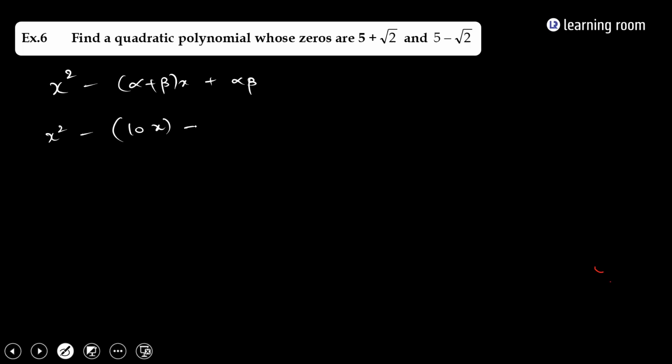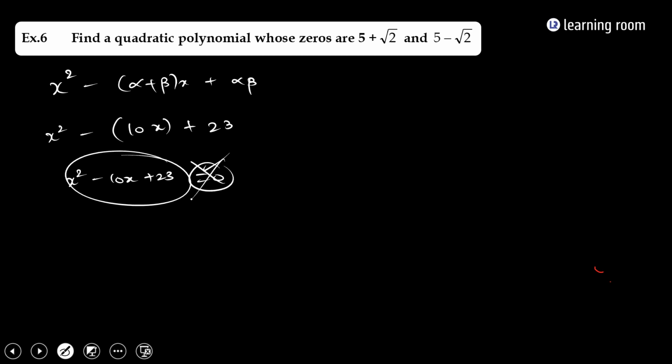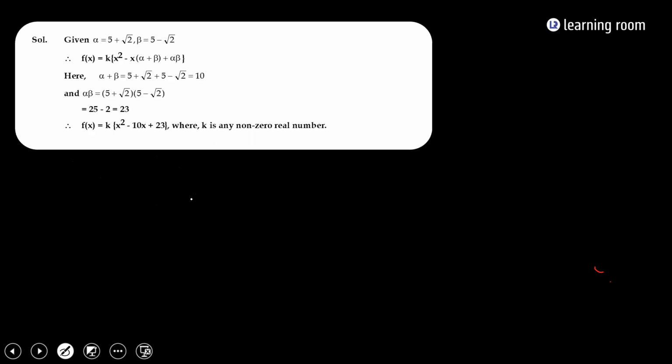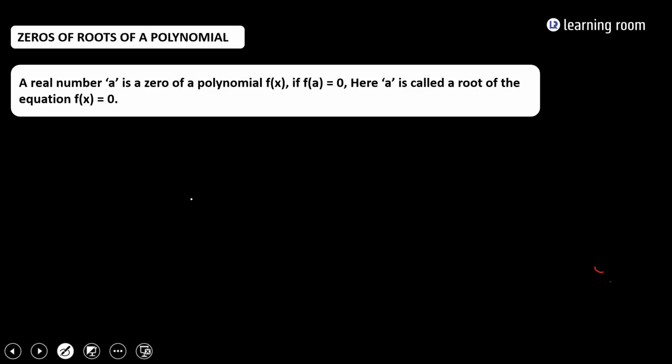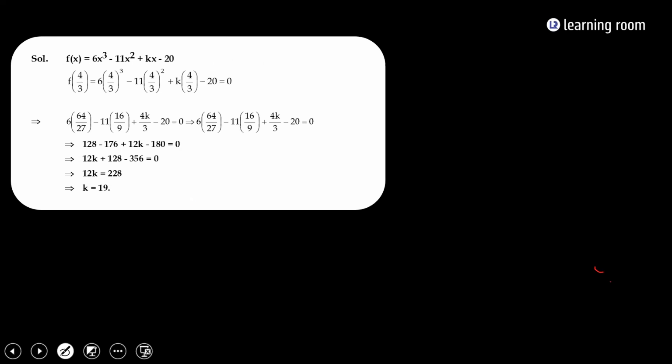So what are you going to get? 5 square minus root 2 square. So it's 25 minus 2, so 23. Yes, sir. So x square minus 10x plus 23 is going to be the answer. Don't put a 0. You should only stop with x square minus 10x plus 23. Okay, good. Cubic you don't have, so I'm not getting into that.